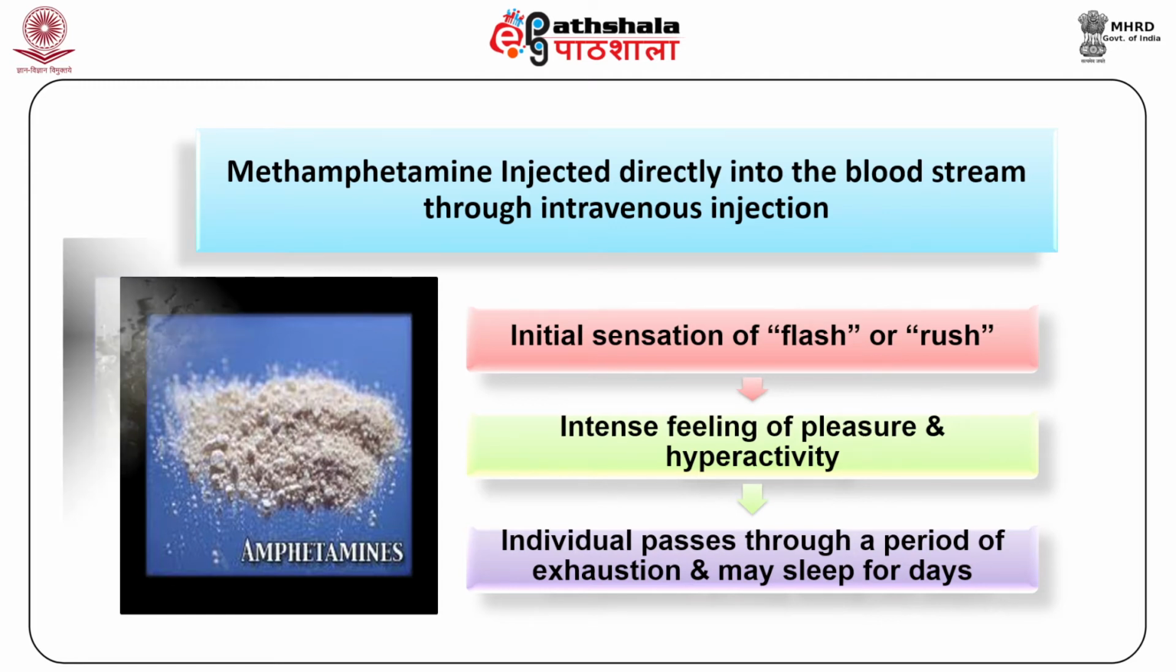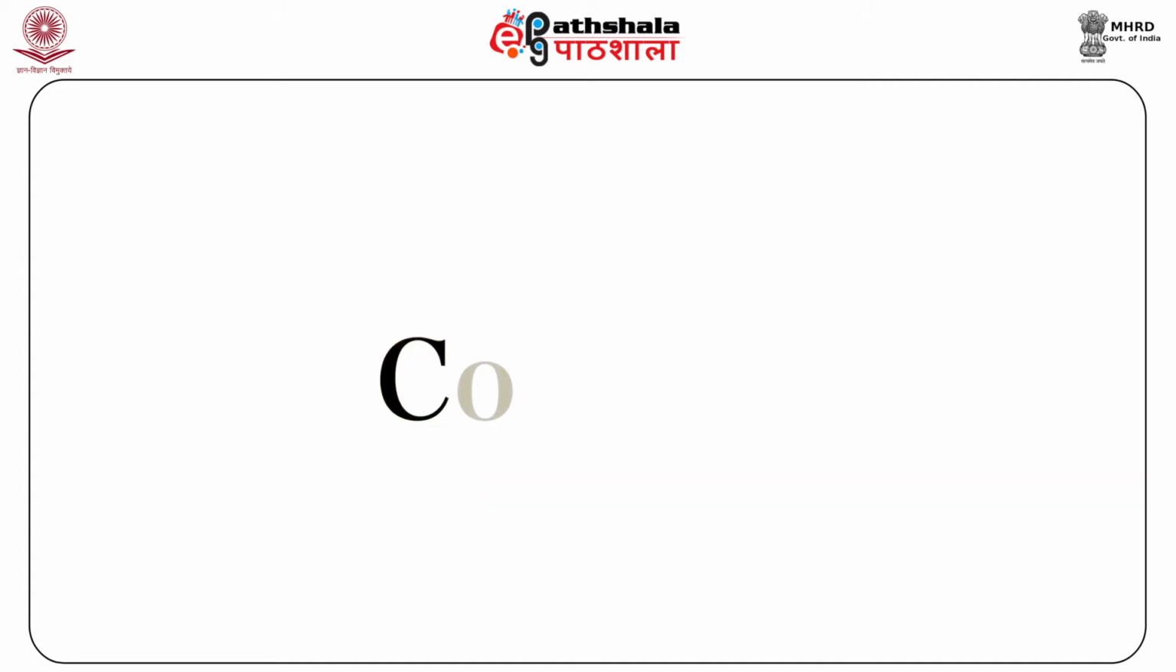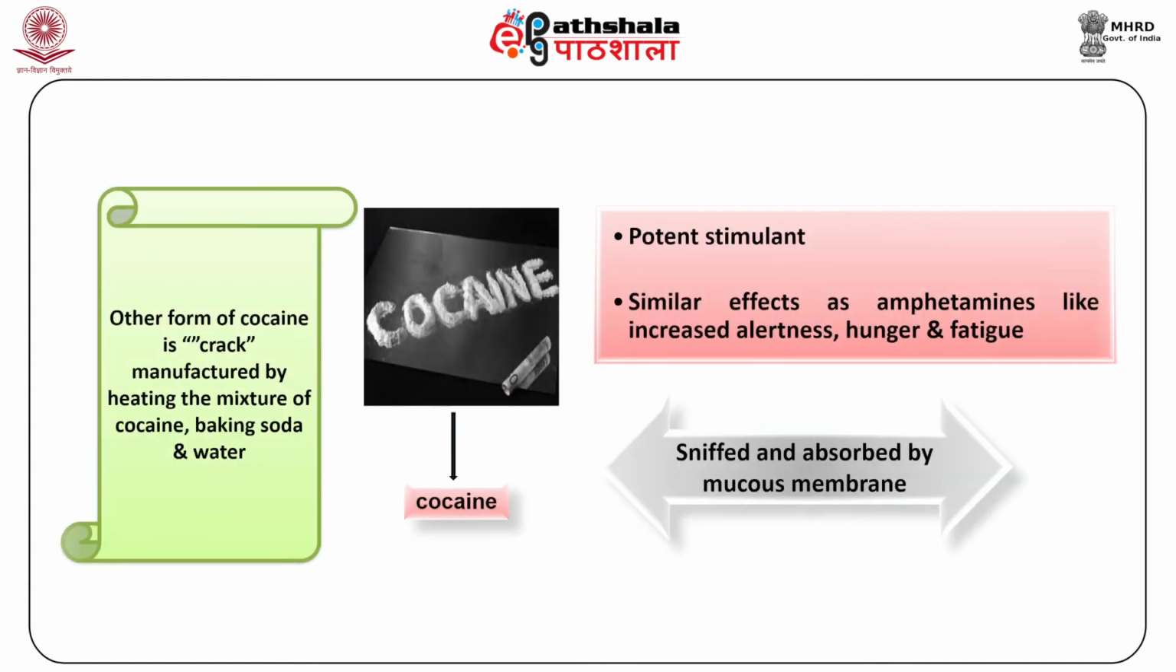Another type of amphetamine is methamphetamine, called speed, because of its rapid stimulation of the central nervous system. Then cocaine is also a potent stimulant that produces similar effects as that of amphetamines.